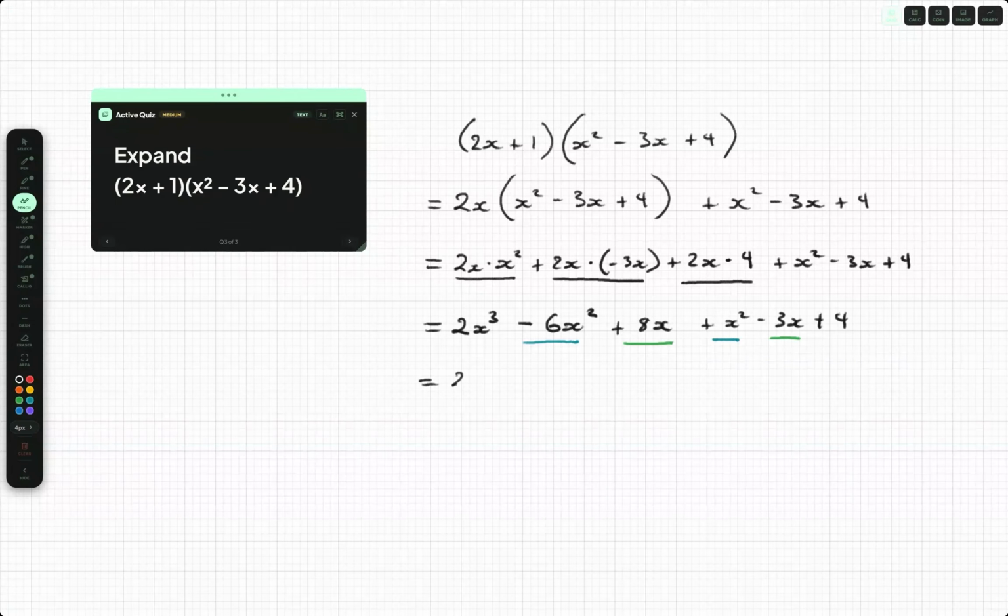So we can't do anything with the 2x to the power of 3. Minus 6x squared plus x squared is minus 5x squared. 8x minus 3x is 5x, plus 4. And that's our answer.